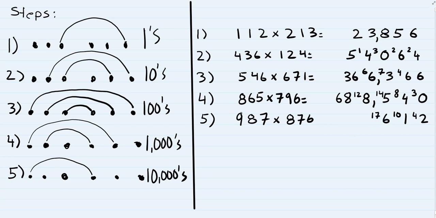Okay, now I'm at my 1,000. So 9 times 7, then 8 times 8. 63 plus 64 is 127. 127 plus 17 is 144. So I say 4, carry the 14. And my last step is 9 times 8, 72. 72 plus the carried 14 is 86. So final answer, 864,612. Okay, good job. Keep practicing.